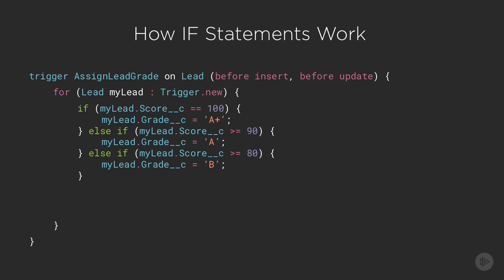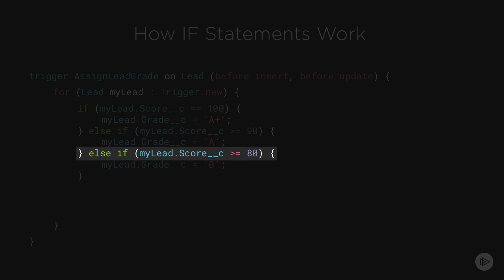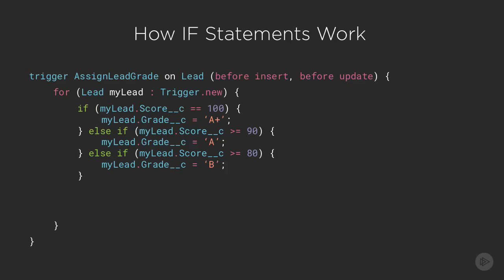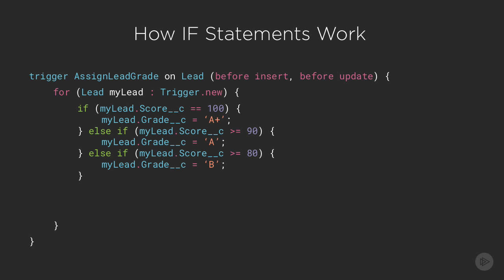This else if clause only evaluates if all the clauses before it are false. If any of the clauses before it are true, for example, if our lead has a score of 95, the last else if statement would be ignored. But if our lead has a score of 82, this else if would be evaluated and the comparison would be true. If this was all the logic our company needs, we could save this code and we'd have a perfectly functional trigger.